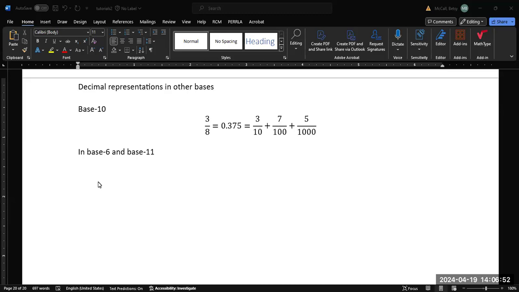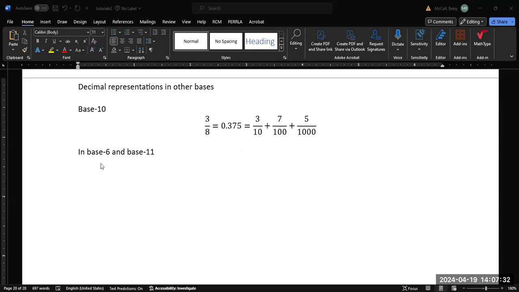So 3 divided by 8, and this is a terminating decimal, is going to give me 0.375. And so what does that mean in decimal representation in base 10? That means that I have 3 multiples of 1/10, and I have 7 multiples of 1/100th, and then 5 additional multiples of 1/1000th, and then I don't need anything else. So how would I represent this in, let's say, base 6 or base 11?